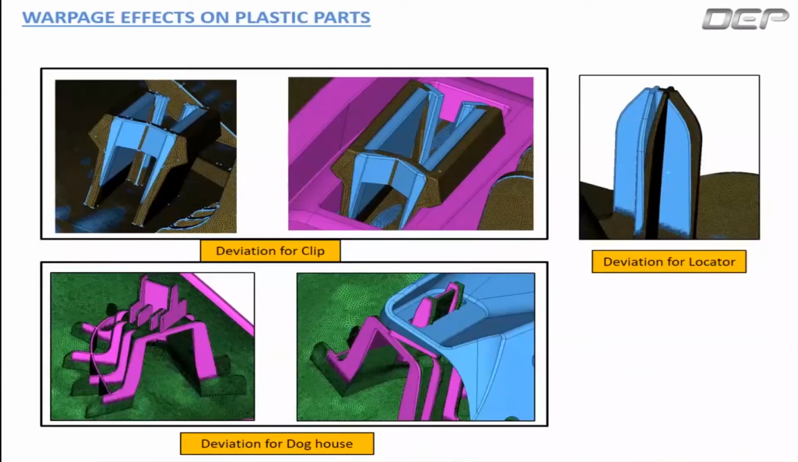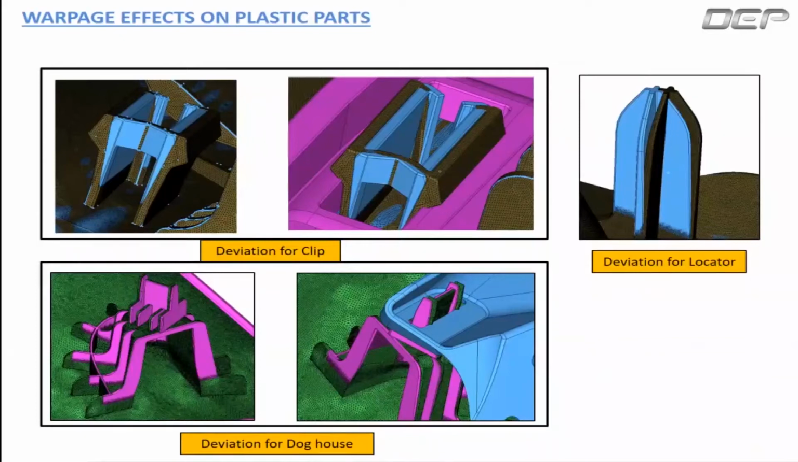You can see the clips can deviate, locators, doghouses, and even the base structure too. But these are all attachment locations. They play a very important role in the assembly process. They need to stick much closer to the nominal shape.